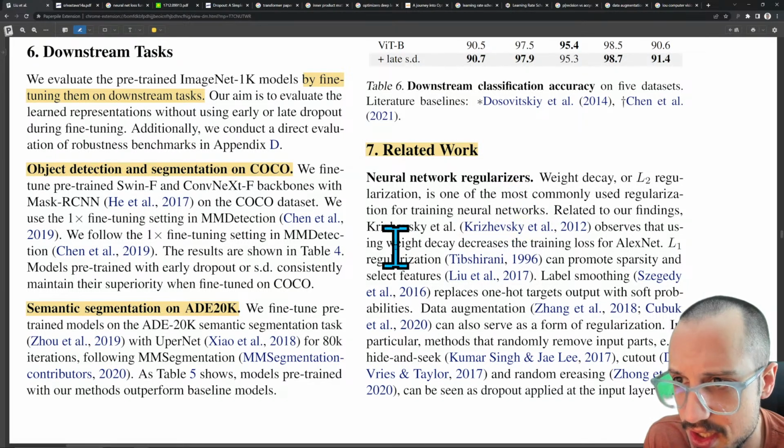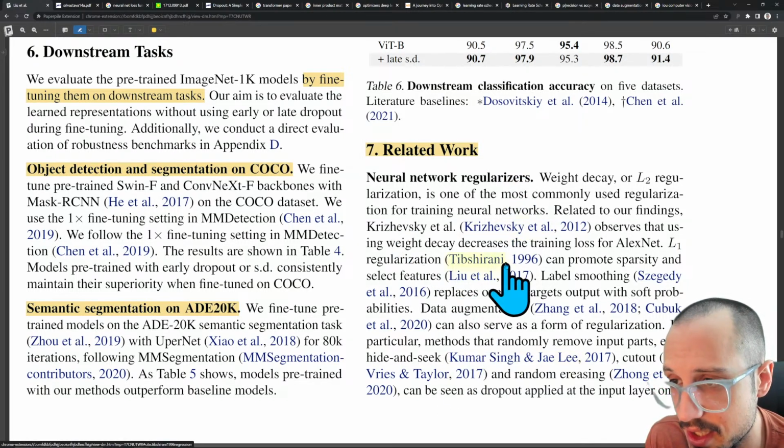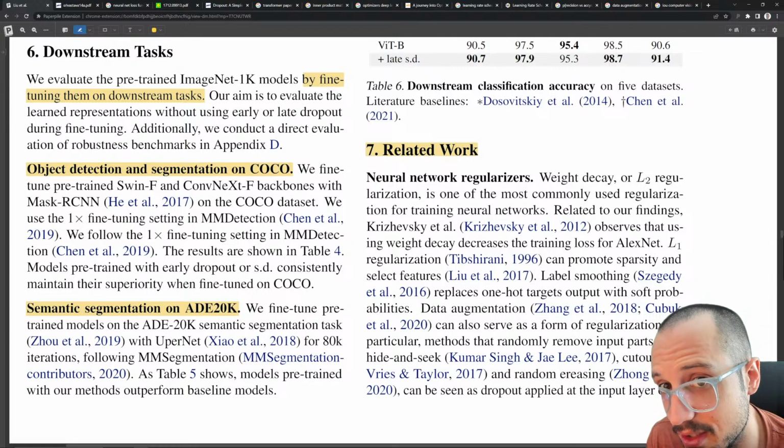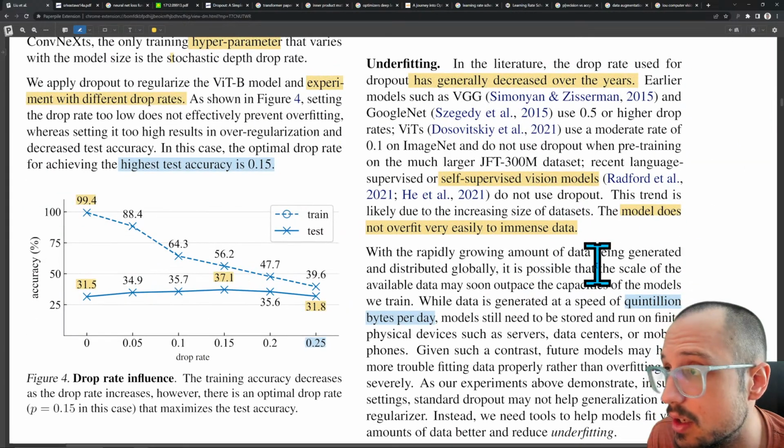And in these related work sections, one thing that you see all the time is whatever group here. So like, where is this group from?